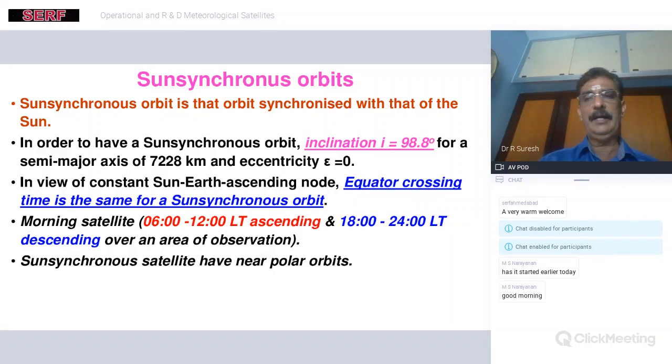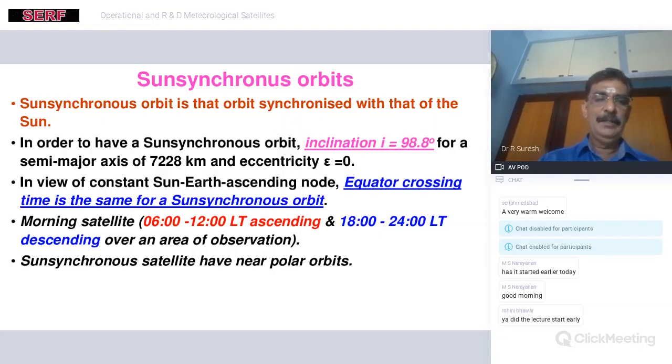We have introduced two notations. One is the morning satellite. Once the satellite is assigned a local time between 6 and 12 hours, it is called a morning satellite, and it has to descend. The moment it is ascending, it has to descend also. It will descend sometime between 18 and 24 hours local time. So this is the definition for a morning satellite.